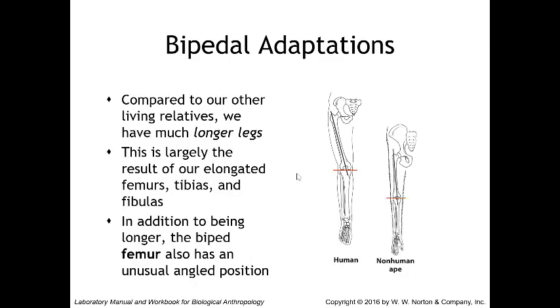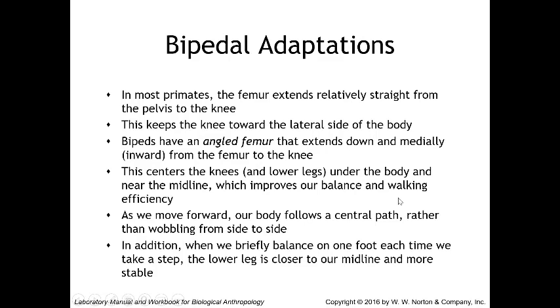So compared to our other living relatives, we have much longer legs. This is largely the result of our elongated femurs, tibias, and fibulas. In addition to being longer, the biped femur also has an unusual angled position. The femur, as we can see here, angles inwards as opposed to that of a non-human ape. So in most primates, that femur will extend relatively straight from the pelvis to the knee. What it does is it keeps the knee towards the lateral side of the body.